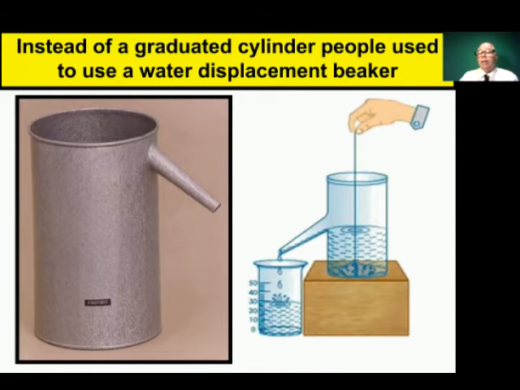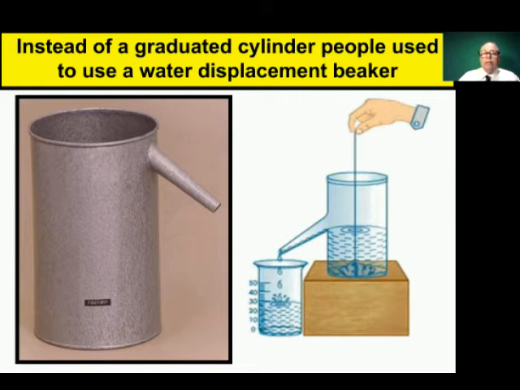All right, now instead of a graduated cylinder, some people use a water displacement beaker. Now this is a special beaker. What happens is you fill water in, and then you can put your object into the beaker, and as the water level rises, it will come out of that spout and then fall down into a graduated beaker, so that you can measure the amount of water that is displaced, which means you can measure the volume of the object.